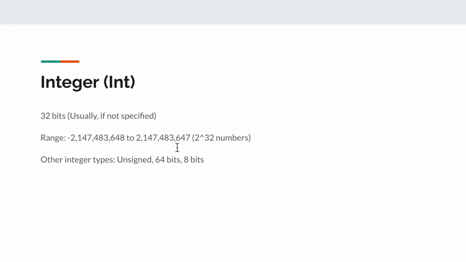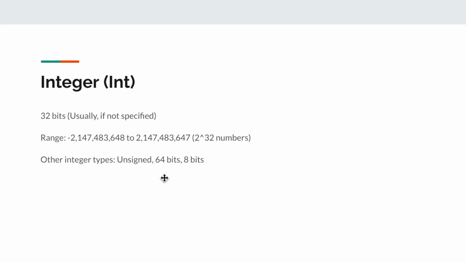And the reason that the negative numbers count up to 8 and the positive numbers only count up to 7 is because 0 is included as part of the non-negative numbers. So there are 2 to the power of 31 negative numbers and 2 to the power of 31 non-negative numbers in the normal integer representation. There are also other integer types. There are unsigned integers, in which case we basically count from 0 all the way up to 2 to the power of 32 minus 1.